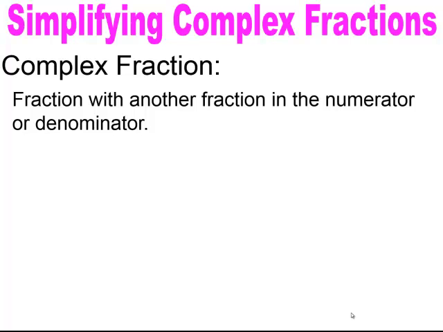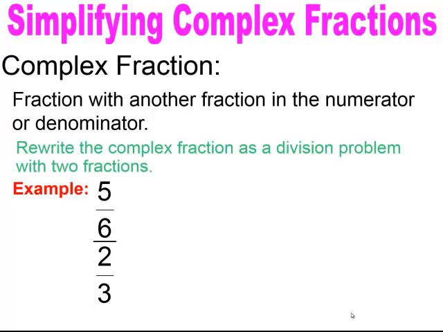So now we're going to talk about some complex fractions. Complex fractions are a fraction over another fraction. So we have a fraction in the numerator and in the denominator, and this is what it would look like. So I have 5/6 over 2/3, and this is a complex fraction. But what I need you to remember here is that that line represents division. 5/6 is being divided by 2/3.